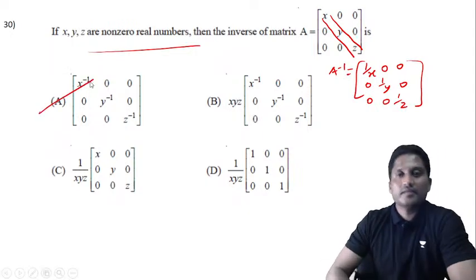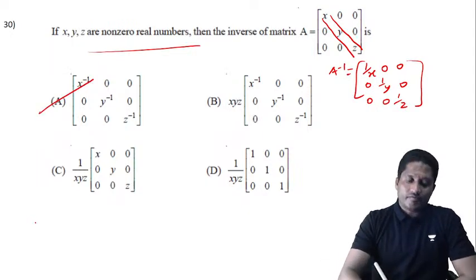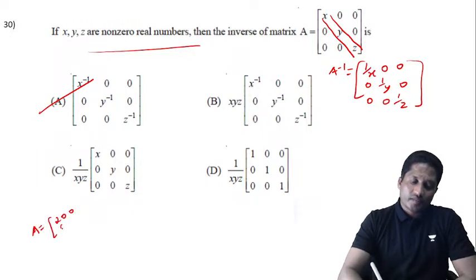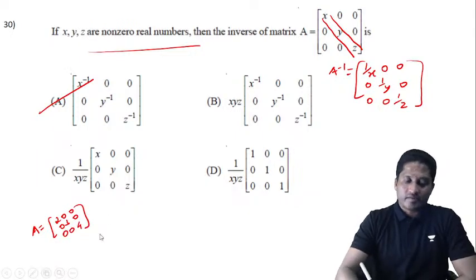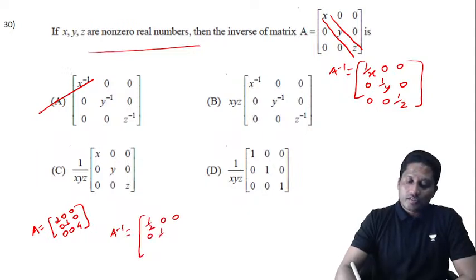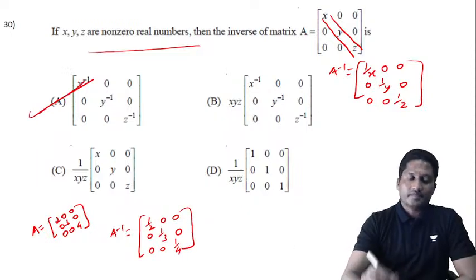Answer is option A. Right, in 2014 there was a question, A is equal to matrix 2 0 0, 0 3 0, 0 0 4. Right, what is A inverse? 2014 KCET problem. So directly this is 1 by 2 0 0, 0 1 by 3 0, 0 0 1 by 4. Right, answer is option A.